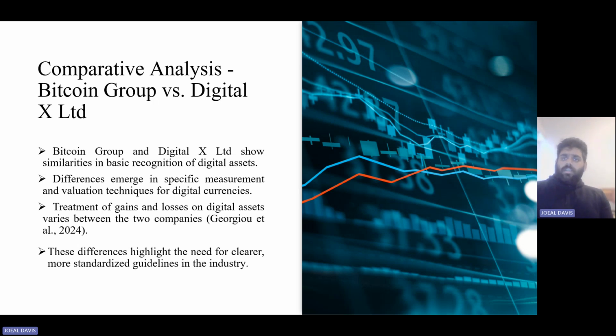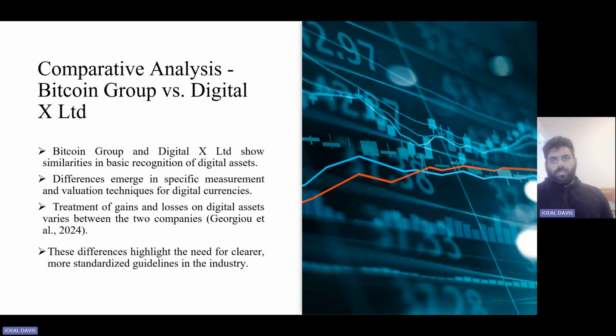However, there is a noticeable variation in the concrete method each of the companies in question works out and estimates these assets. The cost method could be used by the Bitcoin group, where digital currency is initially recorded at cost and then tested for impairment if the fair value is lower than the carrying value. On the other hand, Digital Edge Limited could apply the revaluation model, through which fair value is adjusted from time to time, with the change recorded in other comprehensive income.